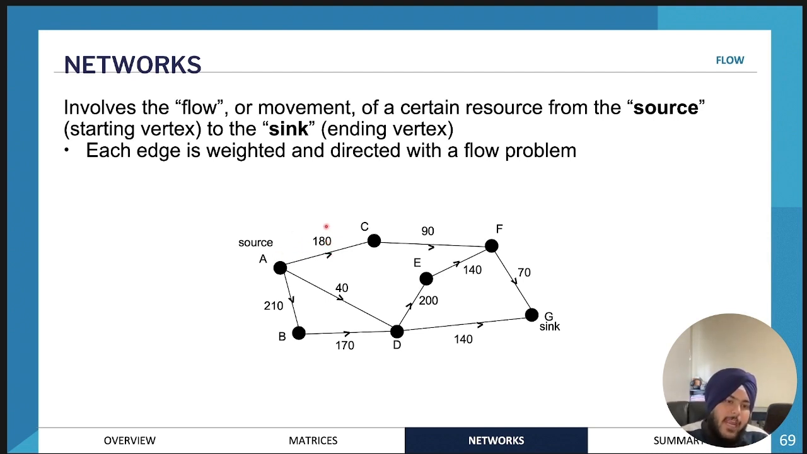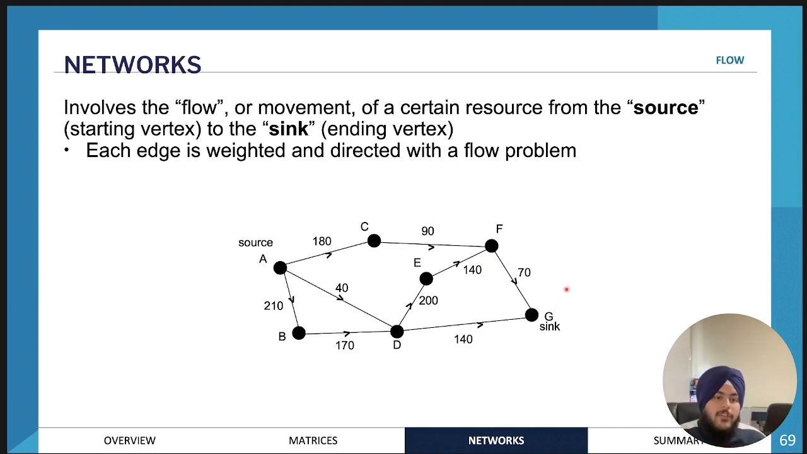So this 180 might mean that 180 liters of water are passing through this edge every second. And the way that you interpret this is, if 180 liters of water every second are passing through from A to C, but only 90 liters can pass from C to F every second, where is the rest of the water going to go? Because only 90 liters can pass through this point every second. And then from there, only 70 can pass through this pipe.